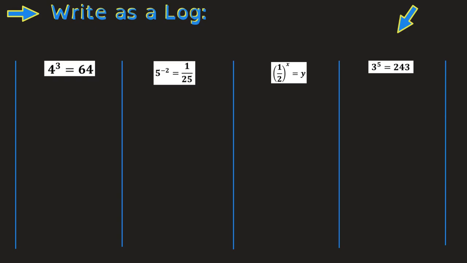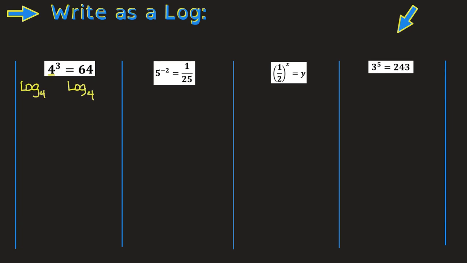Okay, so here's some more examples that we're going to go through one by one. The directions tell us that we want to write as a log. That means we need to introduce the word log into each one of these examples, because currently you do not see it in anything. So the first example, I'm going to look at my base, which is a 4, and that means I need to log base 4 both sides.